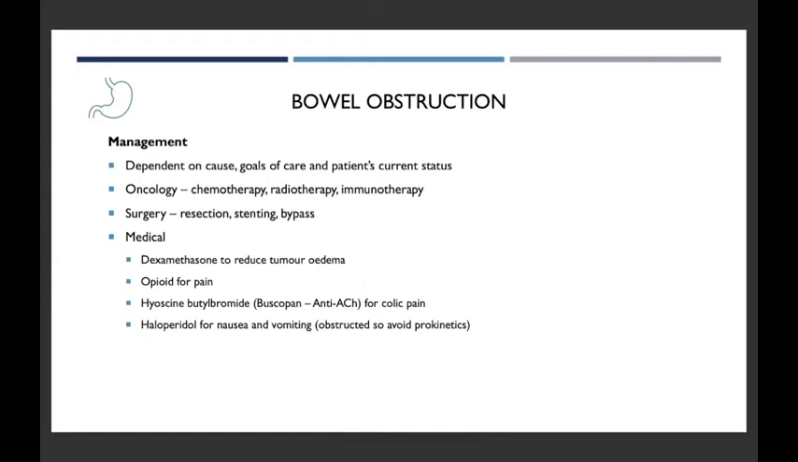And then medical. So we can use dexamethasone, the corticosteroid, to reduce the swelling. We can use an opioid for pain, though obviously not so good if it's a constipation cause that's caused a bowel obstruction. We can use buscopan, which is anticholinergic, for colic pain. And we can use haloperidol for nausea and vomiting. Because they're obstructed, we're not going to use the metoclopramide because it's prokinetic.